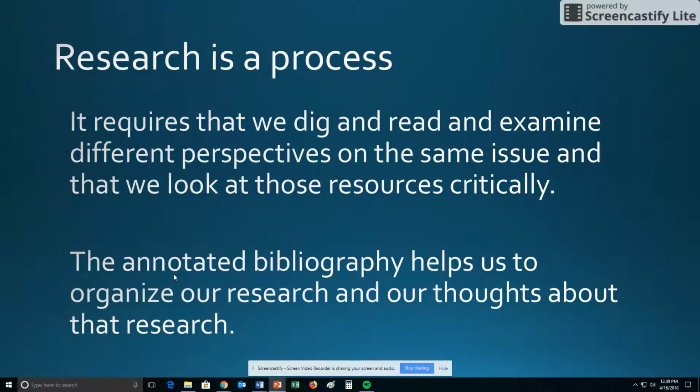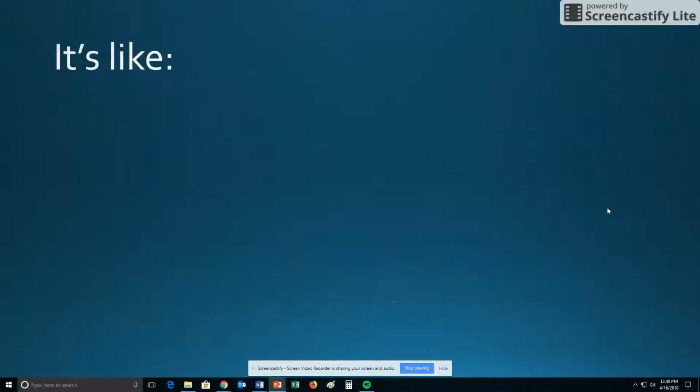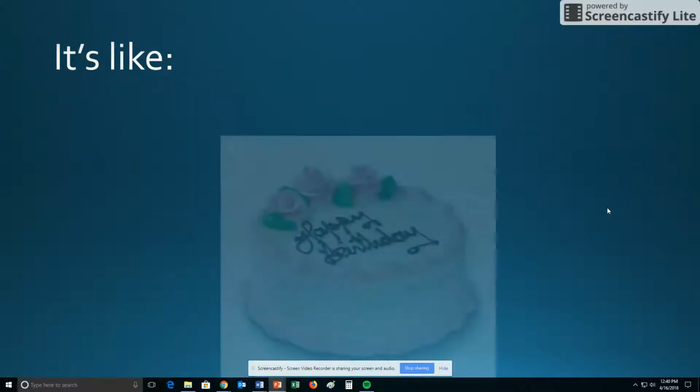This basic annotated bibliography helps us organize our research and our thoughts about the research. If we are focusing on a particular topic and we start doing research, this helps us organize our thoughts and analyze, really understand more about the particular sources that we're looking at. It's like baking a cake.